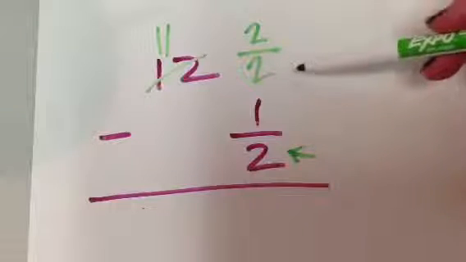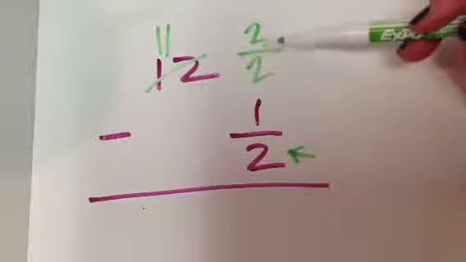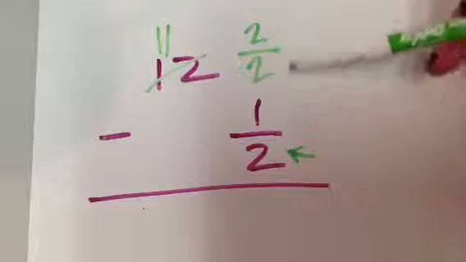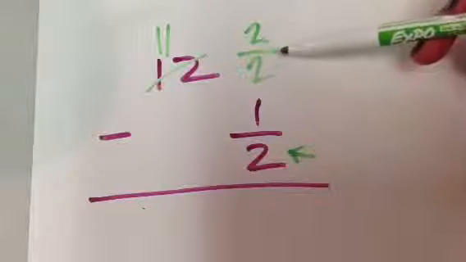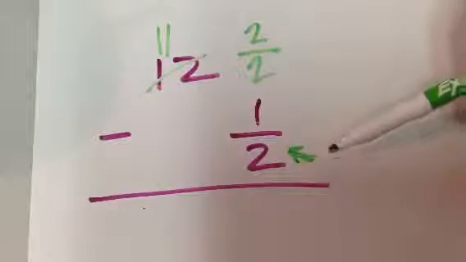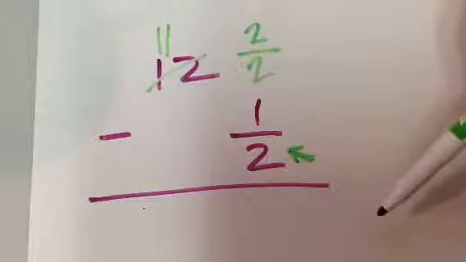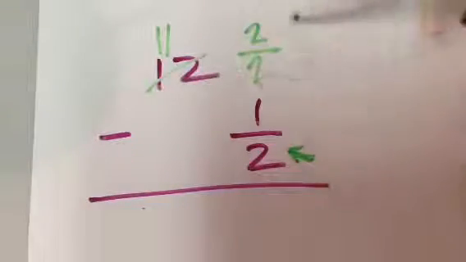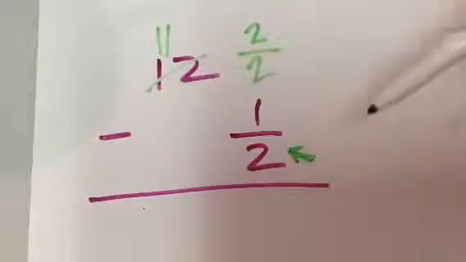So your bottom line is, if you can make anything over itself, that equals 1, and you can make this anything, make it the same number that's on the bottom of your bottom fraction here. Okay, so now I've turned this into a mixed number, right? Turn that into a mixed number.